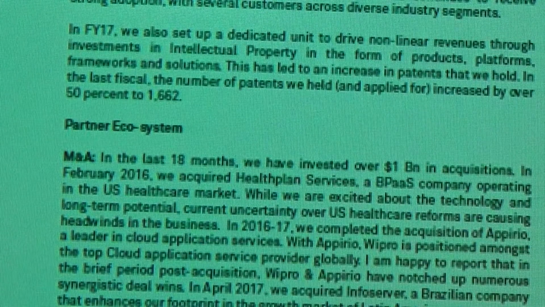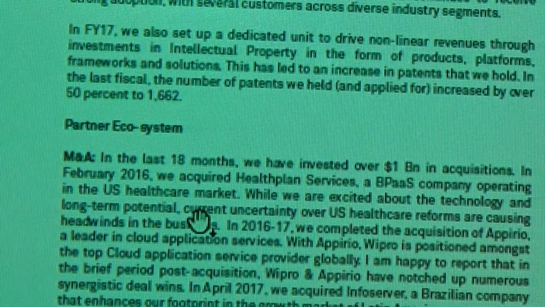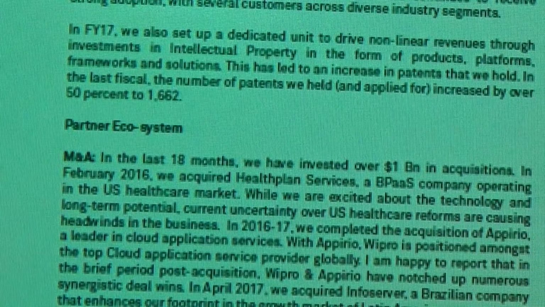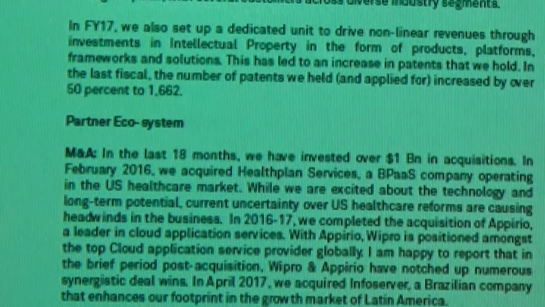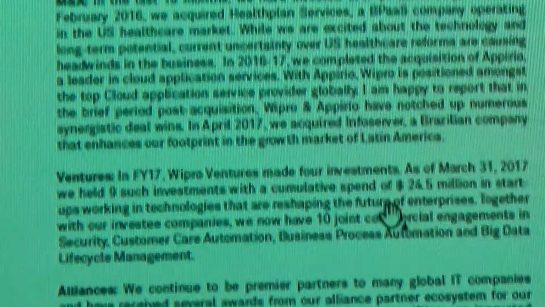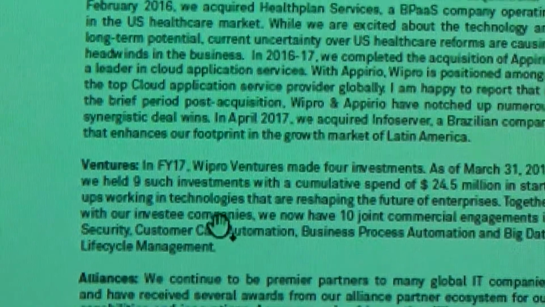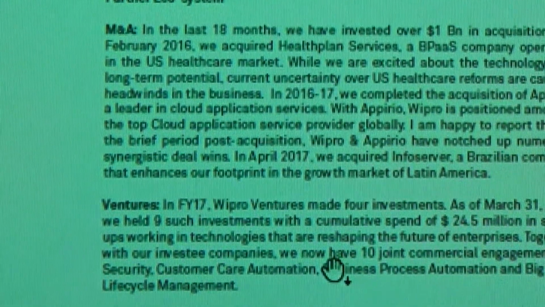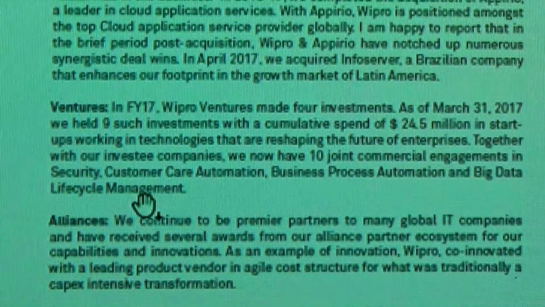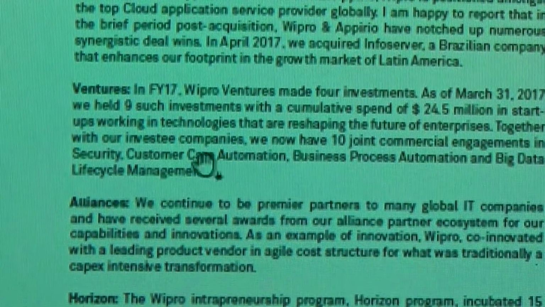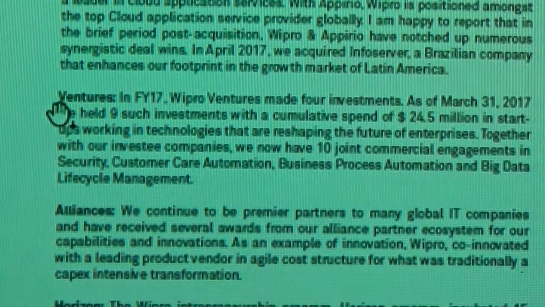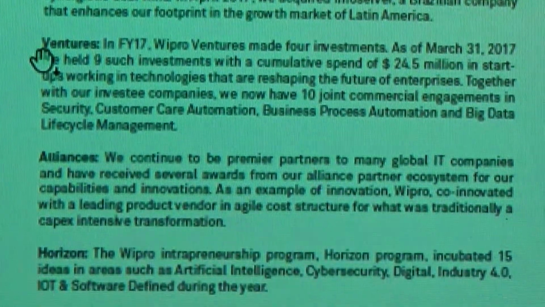Now you can see here the venture arm of Wipro, Wipro Ventures, made 4 investments. We held 9 such investments with a cumulative spend of 24 million in startups working on technologies that are reshaping future enterprises. That shows in which areas they are investing: security, customer care automation, business process automation, big data life cycle. These are the upcoming areas of business in which they are investing.